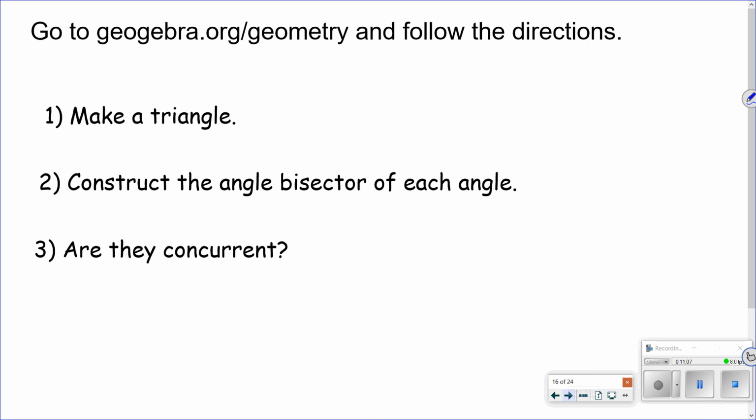Okay, now we're going to discover what the incenter is. So I want you to go back and do a similar thing. You can pause this, open up GeoGebra, make a triangle. This time construct the angle bisectors instead of the perpendicular bisectors, and then find out if they are concurrent.